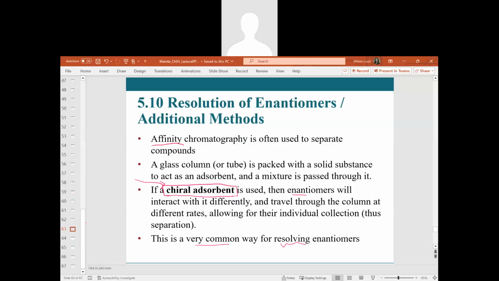So you should know some of these concepts, both for your lab on stereochemistry, some of the questions asked, and then also for your next test.